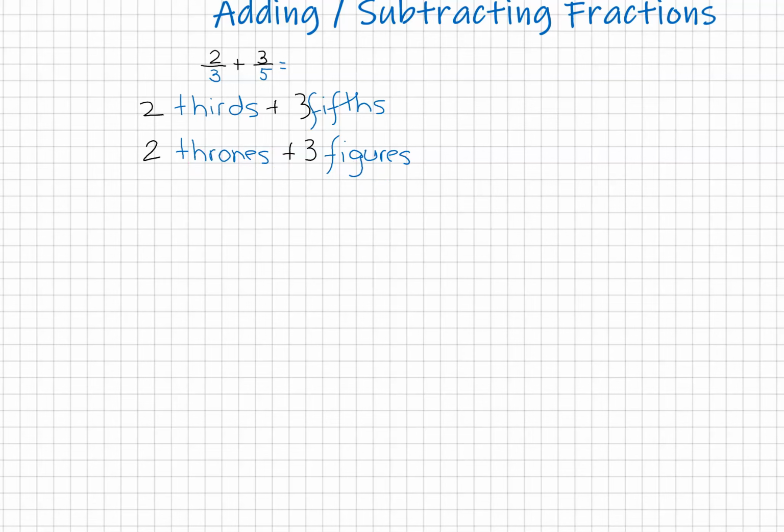But see how long it took me to write the thrones and figures? So even easier, I can just write 2T as in thrones plus 3F as in figures. So if you're thinking these are words, we can say the same thing. We cannot add them because they're not the same. Later on in algebra, you're going to learn that these cannot be added because they're not like terms.